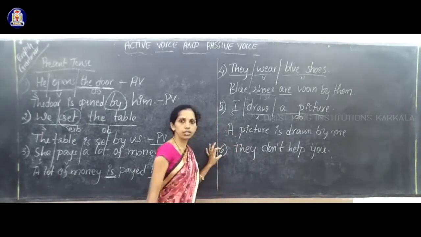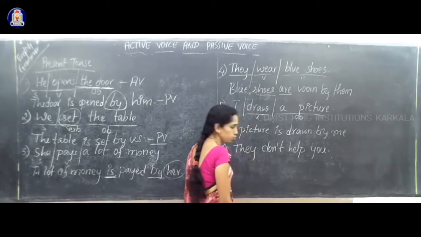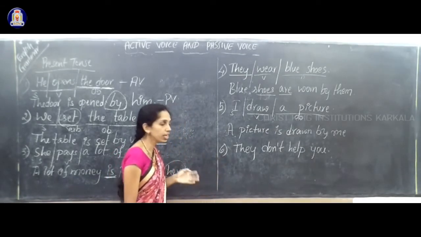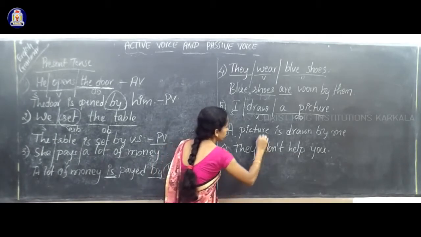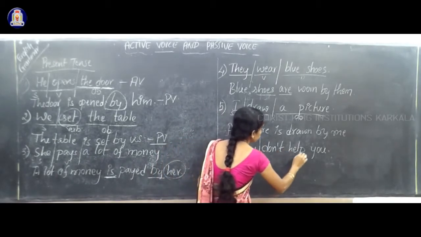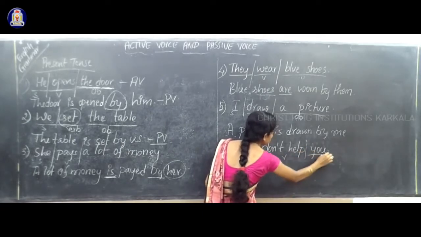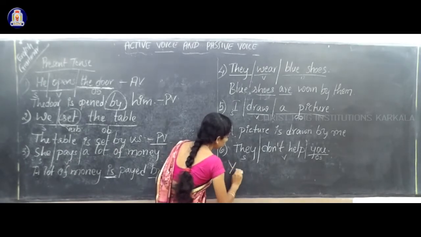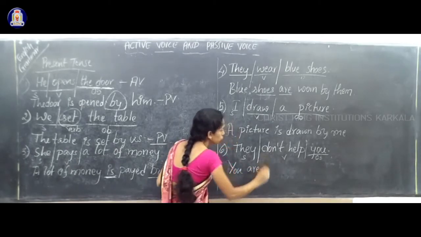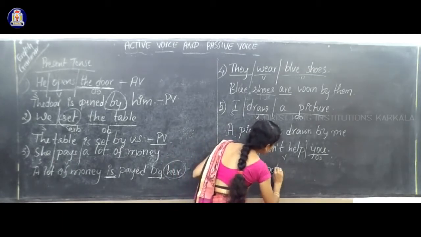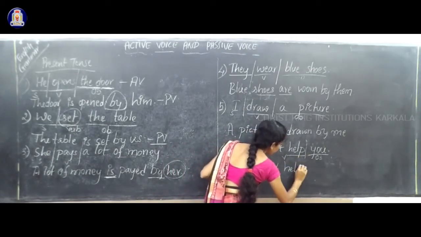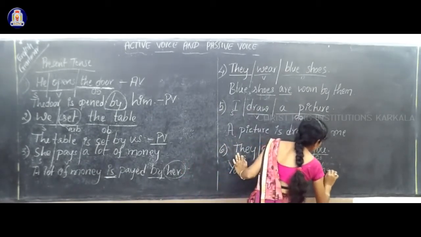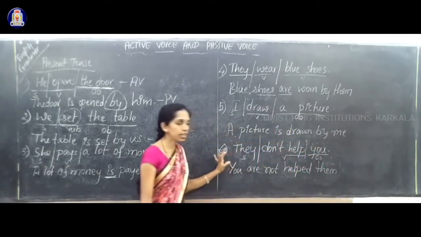Next, the sixth sentence. They don't help you. Here this is the negative sentence. Okay. So for the negative sentence we are using not. And here they is the subject, don't help is the verb, and you is the object. So here: you are not helped by them. You are not helped by them.